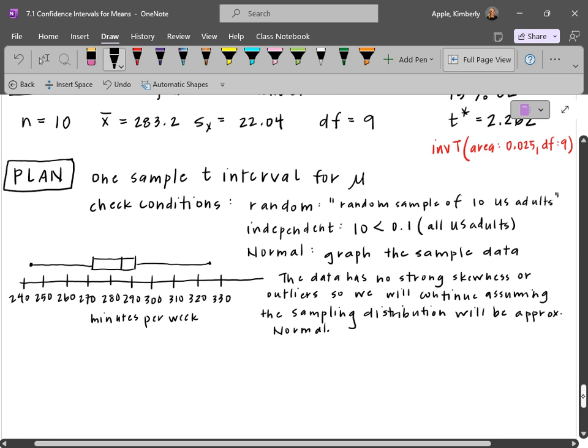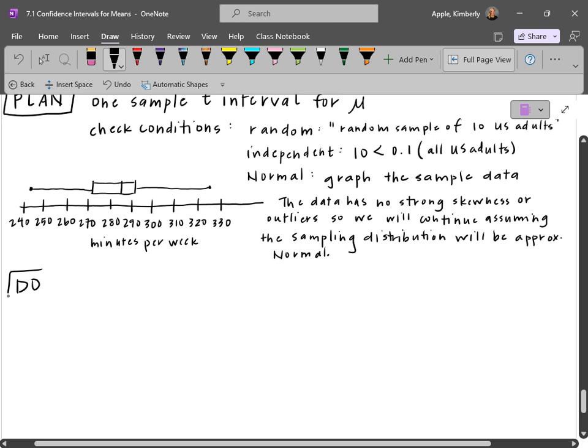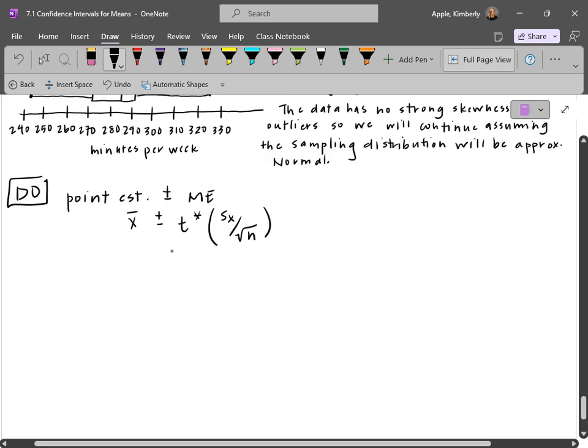Okay, after we have named the procedure and checked the conditions, we can proceed to actually do something. Our general formula for the confidence interval is the point estimate plus or minus the margin of error. Specifically for means, that's X bar plus T star times, using the sample standard deviation since sigma is not known in this case, S sub X. But lucky us, we already wrote all those numbers down, so it's just a matter of plugging them in. So the X bar would be 283.2 plus or minus the T star, 2.262, times S sub x, which is 22.04, divided by the square root of n, the sample size, which is 10.